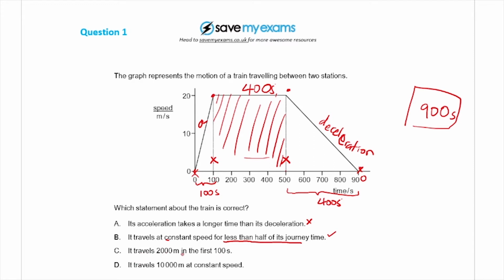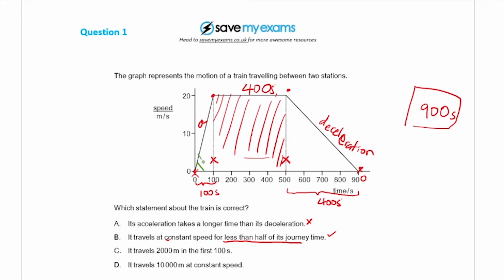C. It travels 2000 meters in the first 100 seconds. So in the first 100 seconds, that is when it is accelerating from 0 to 100 seconds. They're saying that it travels 2000 meters. So let's try and calculate the distance traveled in the first 100 seconds.